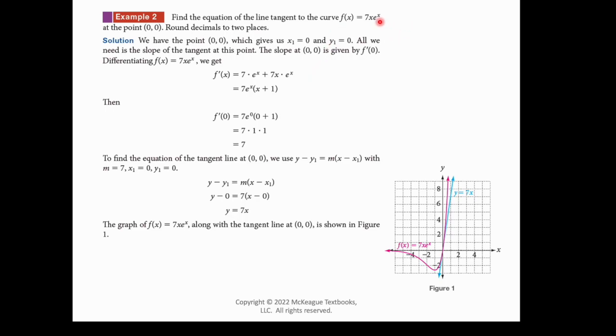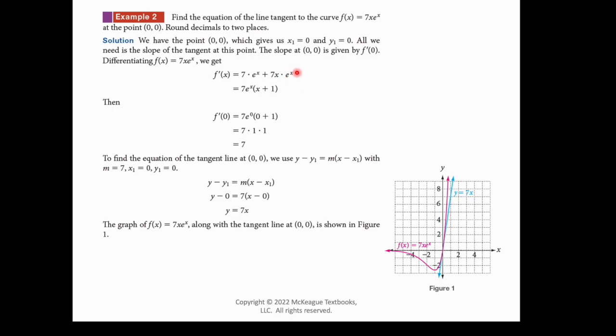And then, because we have a product, we're going to use the product rule for derivatives. 7x is going to be the first, e to the x is going to be the second. So according to the product rule, I want to take the derivative of the first factor, which would be just 7, times the second factor, plus the first factor times the derivative of the second factor.